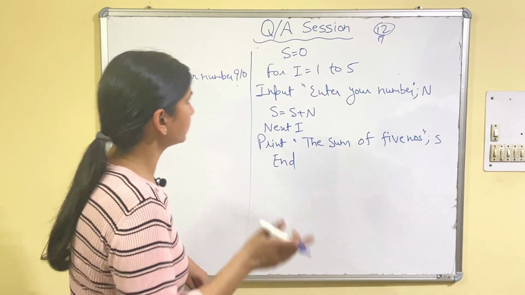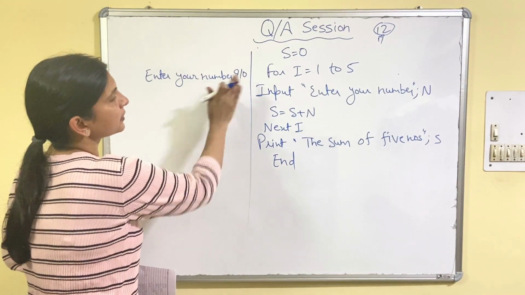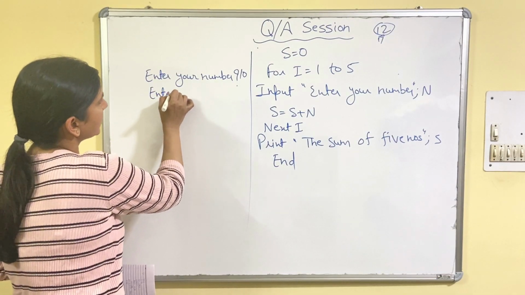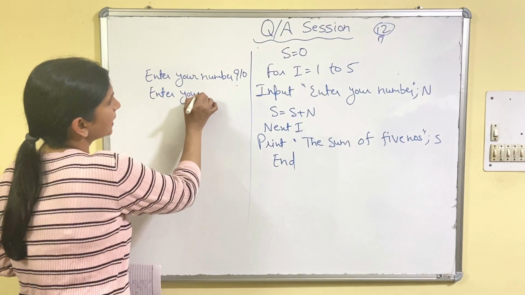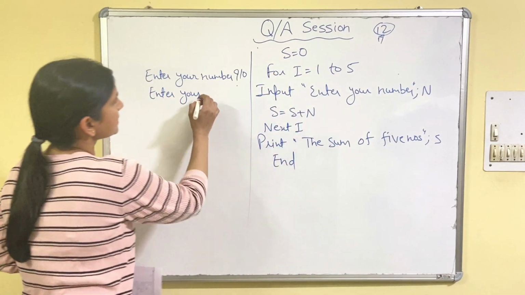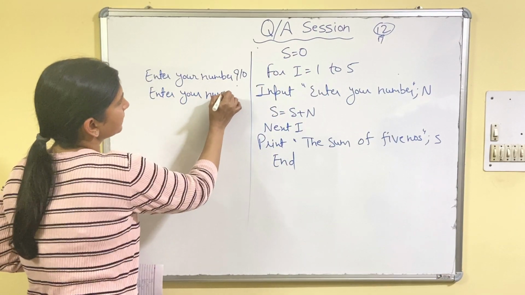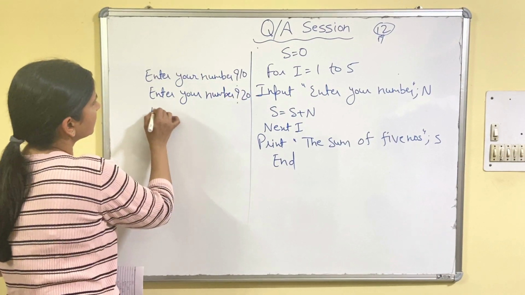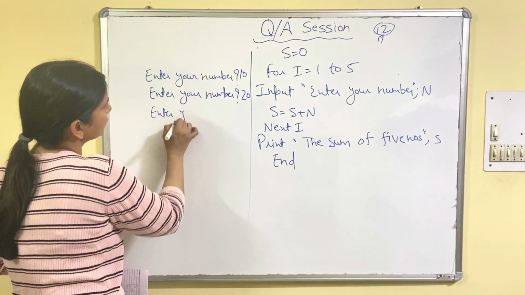Fine. So no problem. Enter your number. First suppose I am giving 10. Again it will be asked, enter your number. How many times? 5 times. Enter your number. Question mark. Suppose I have given 20. Enter your number.